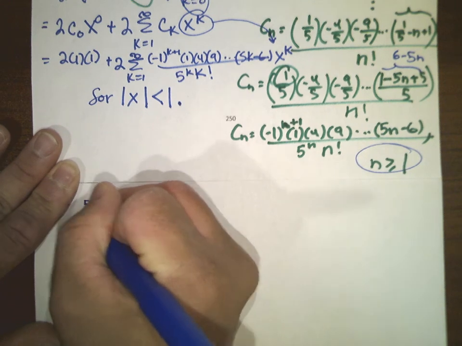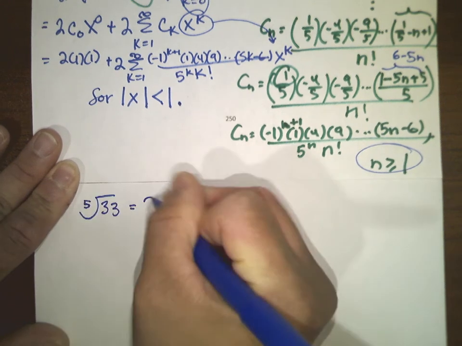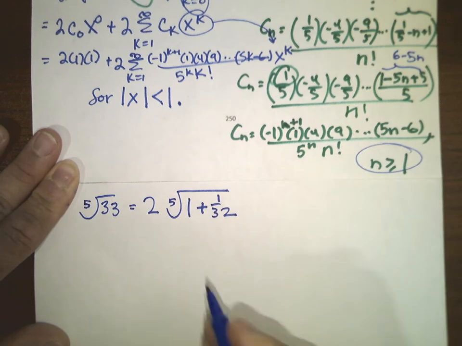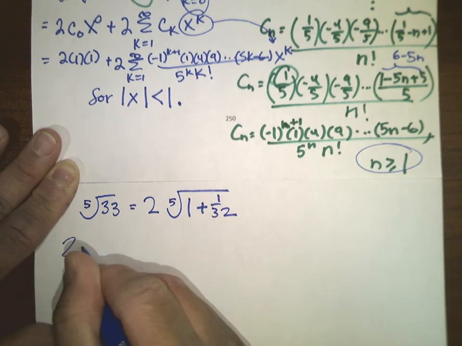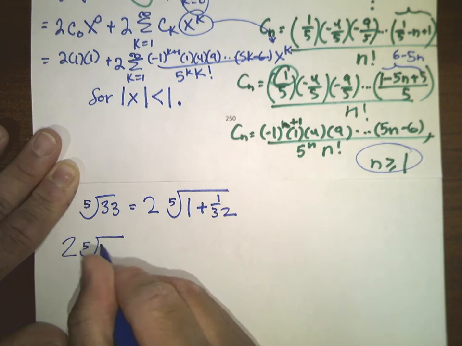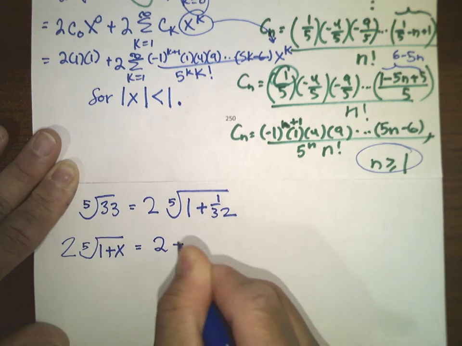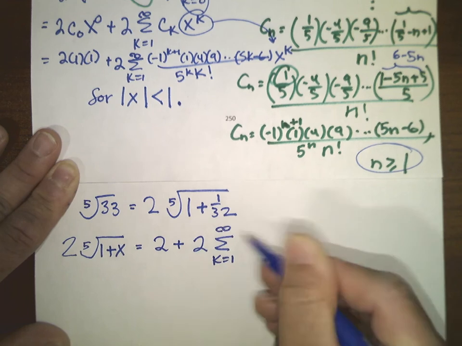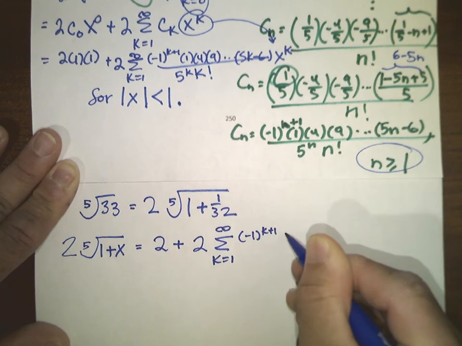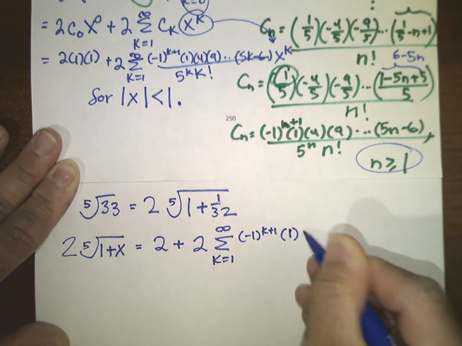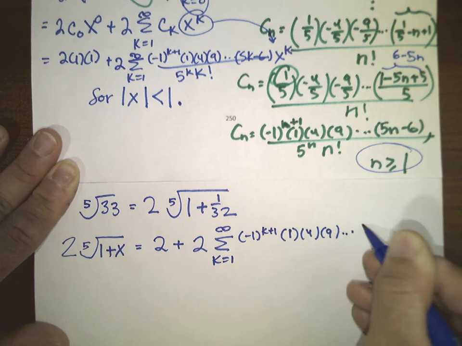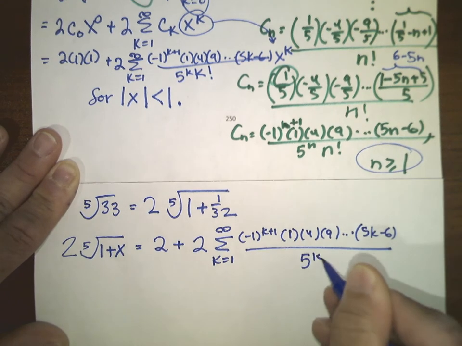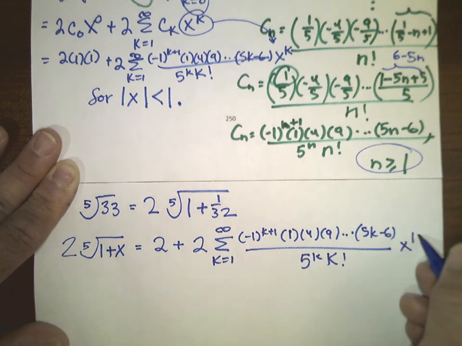Well, we have the 5th root of 33 was 2 times the 5th root of 1 plus 1 over 32. And we just said that 2 times the 5th root of 1 plus x is equal to 2 plus 2 times the sum k equals 1 to infinity of negative 1 to the k plus 1, and then 1 times 4 times 9 all the way to 5k minus 6 all over 5 to the k factorial times x to the k.